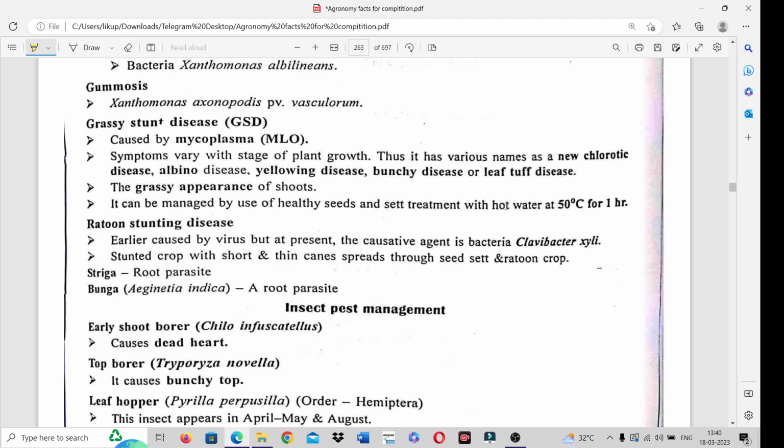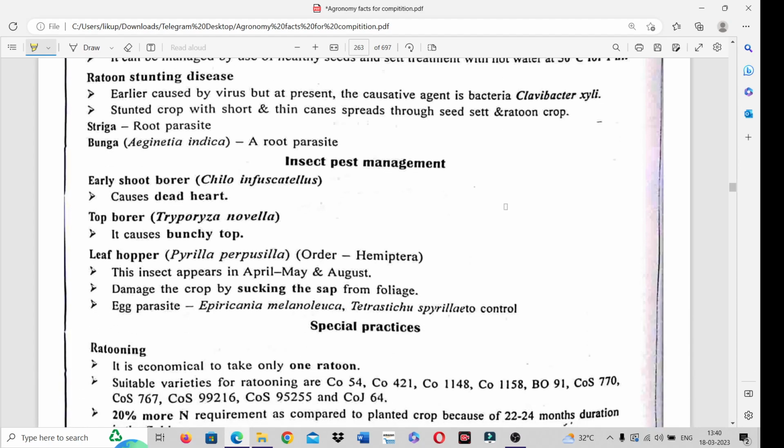Ratoon stunting disease was earlier thought to be caused by a virus, but at present the causative agent is the bacterium Clavibacter xyli. It gives a stunted crop with short and thin canes and spreads through seed setts and ratoon crop. Striga is a root parasite.